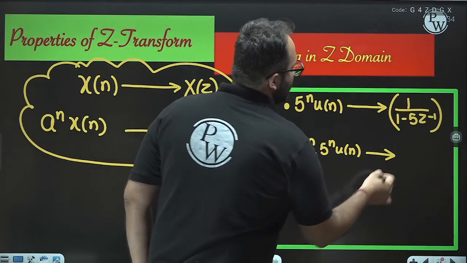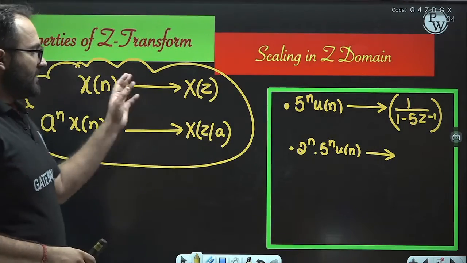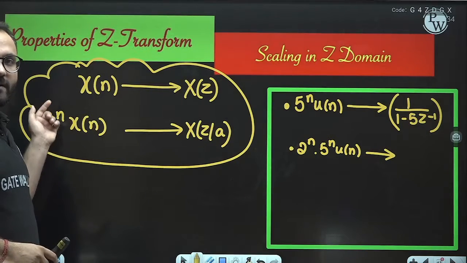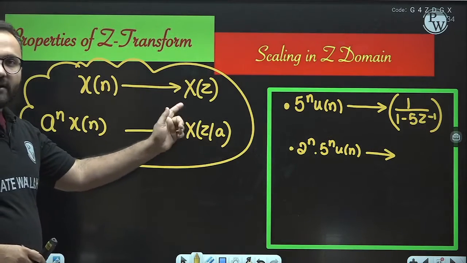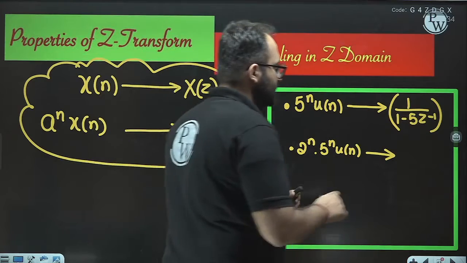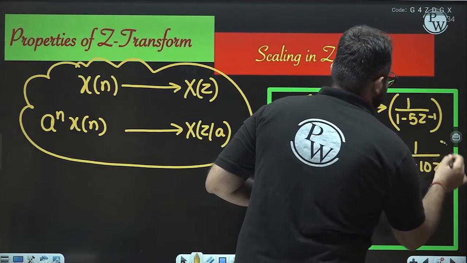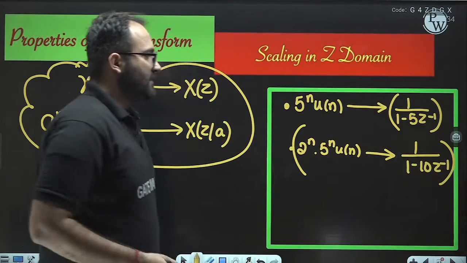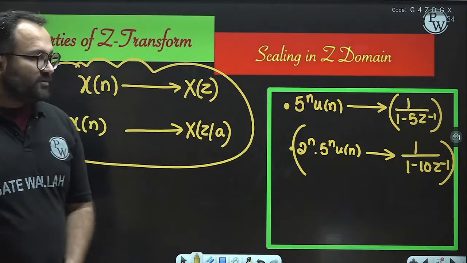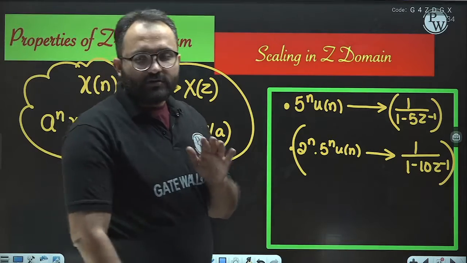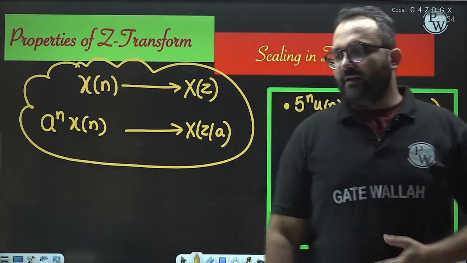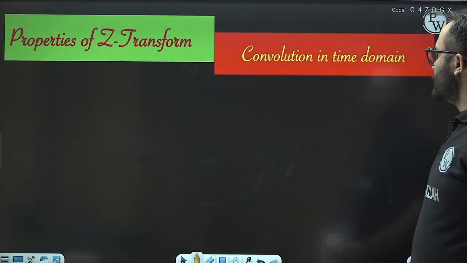So here we will divide. If we are multiplying by 2 to the power n, we will divide z by 2 on the right side. So this will be the Z transform. These kinds of properties are very important. You just have to remember all these properties. Great. So let's move on.